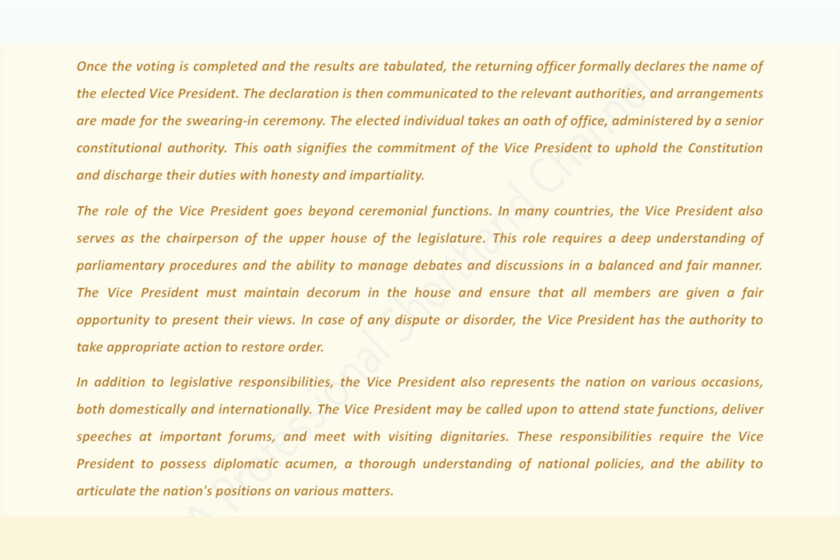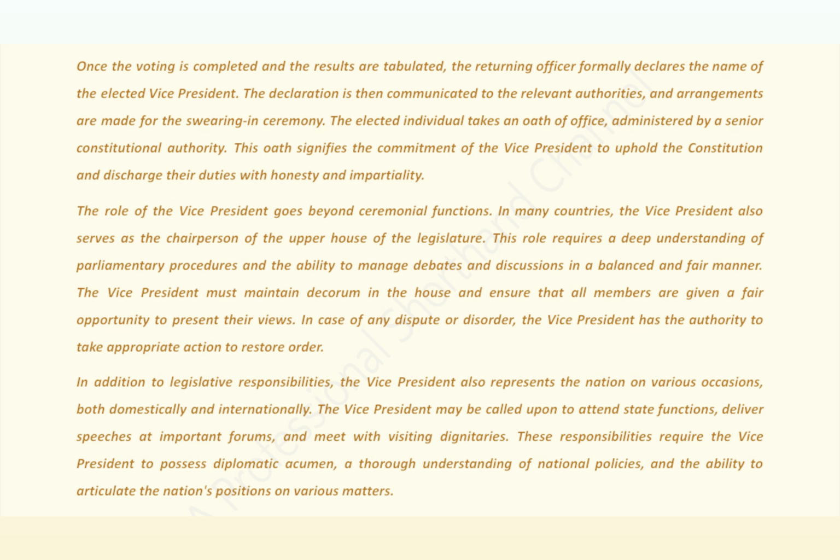In many countries, the Vice President also serves as the chairperson of the upper house of the legislature. This role requires a deep understanding of parliamentary procedures and the ability to manage debates and discussions in a balanced and fair manner. The Vice President must maintain decorum in the House and ensure that all members are given a fair opportunity to present their views. In case of any dispute or disorder, the Vice President has the authority to take appropriate action to restore order.